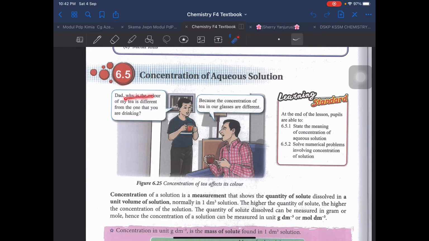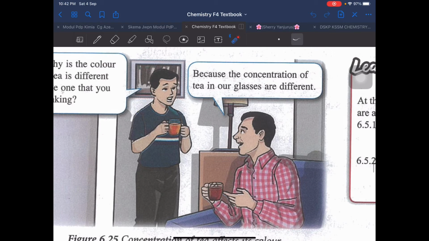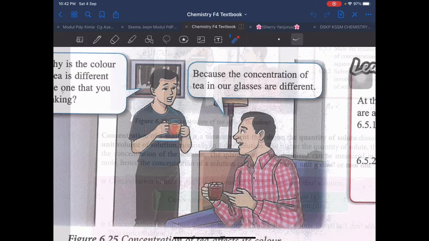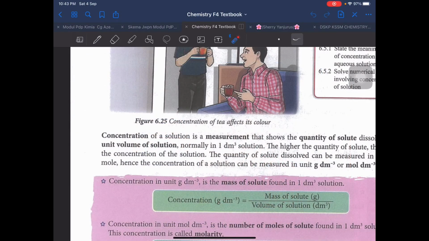Dad, why is the color of my tea different from the one that you are drinking? Look at the color. This one is darker and this one is lighter. So what does the daddy answer? Daddy says, because the concentration of tea in our glasses is different. So what is the meaning of concentration?